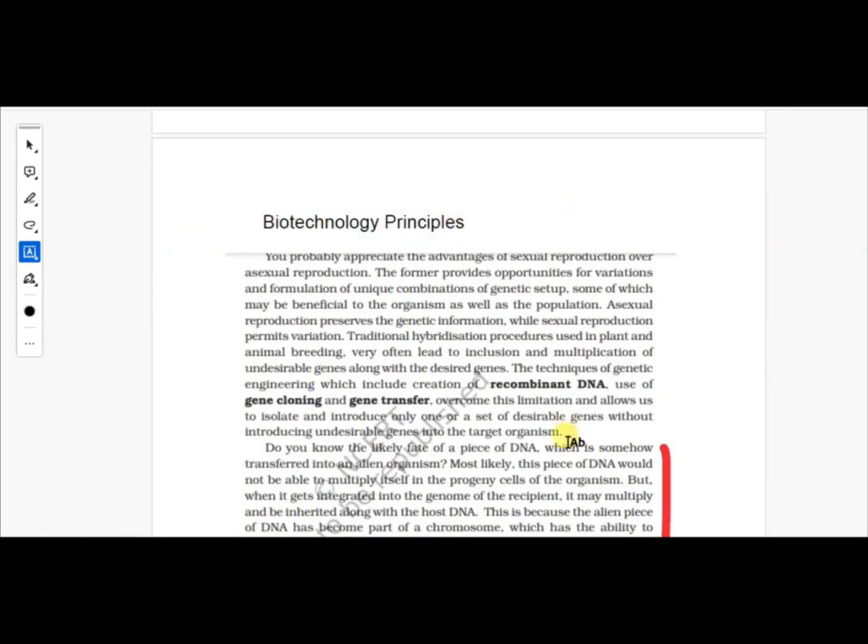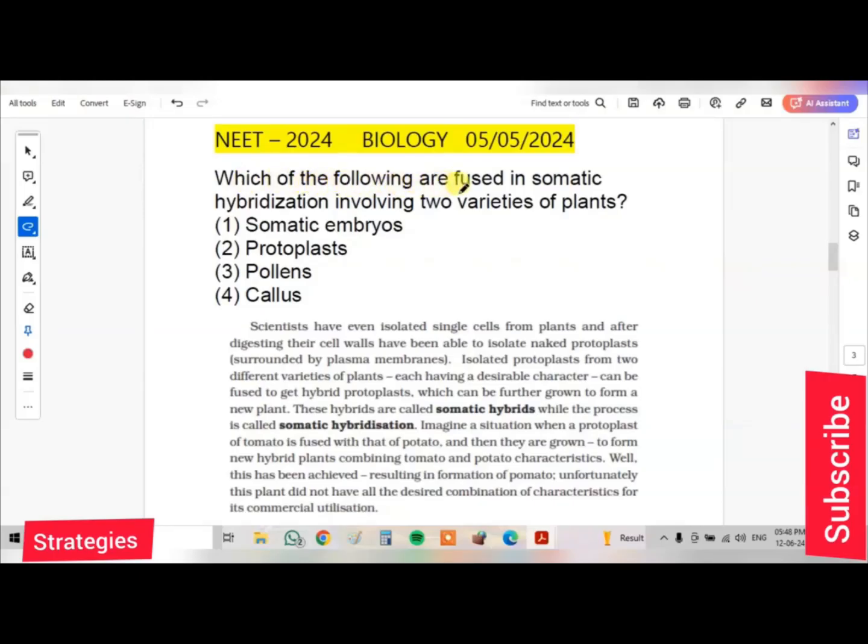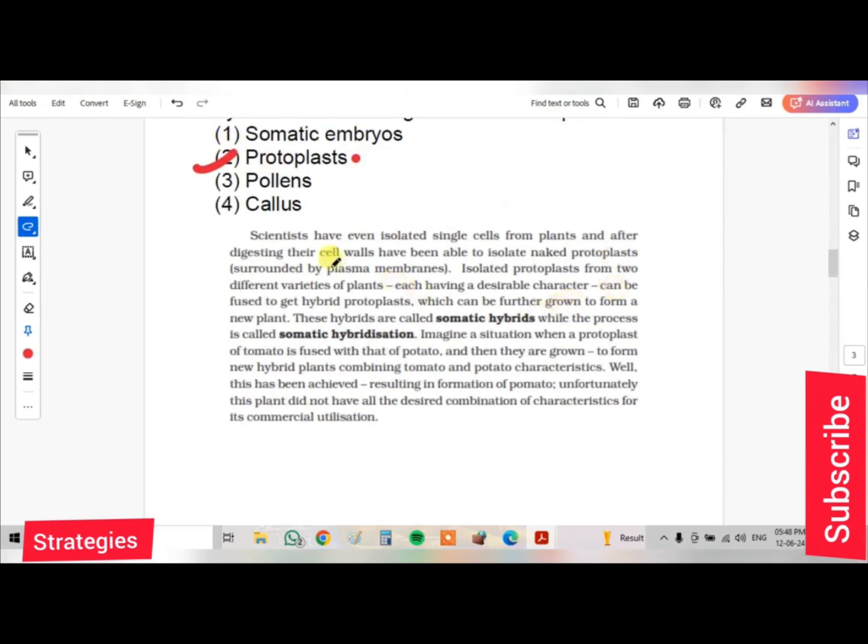Which of the following are fused in somatic hybridization involving two varieties of plants? Option 2, protoplast, is the answer. And down you can see the NCERT lines from the chapter known as strategies for enhancement in food production.